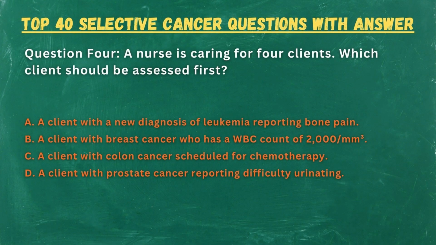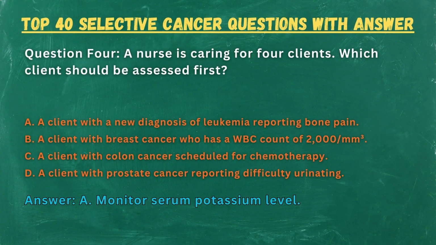Question 4. A nurse is caring for 4 clients. Which client should be assessed first? A. A client with a new diagnosis of leukemia reporting bone pain. B. A client with breast cancer who has a WBC count of 2,000/mm³. C. A client with colon cancer scheduled for chemotherapy. D. A client with prostate cancer reporting difficulty urinating. Answer. B. A client with breast cancer who has a WBC count of 2,000/mm³.